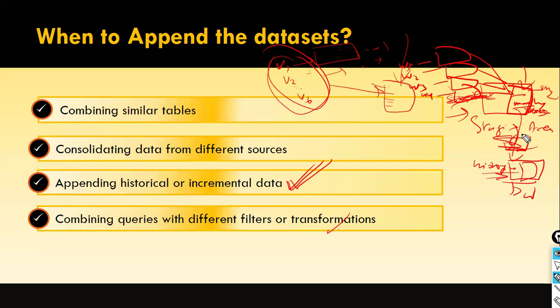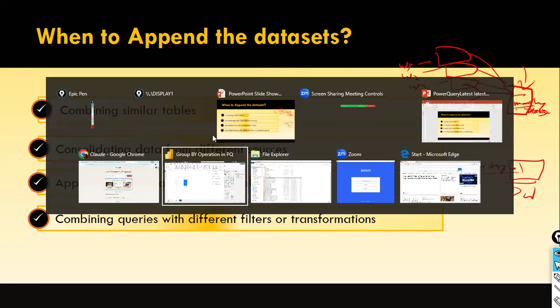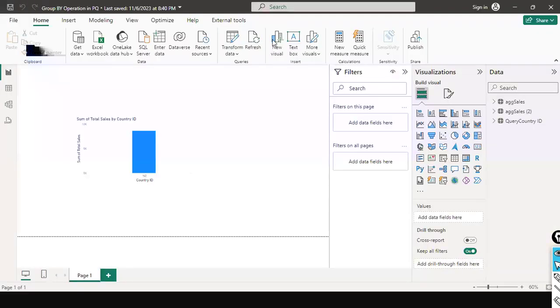Once you do everything, you need to load it into the data warehouse, because the reporting users consume the data directly from the data warehouse. So combining queries with different filters or transformations, for all these kinds of scenarios, you are performing the append operation. Append is nothing but consolidating the data set. Here I'm talking about consolidating the data from more than one file vertically. So what are the prerequisites? Does it require following any prerequisites?